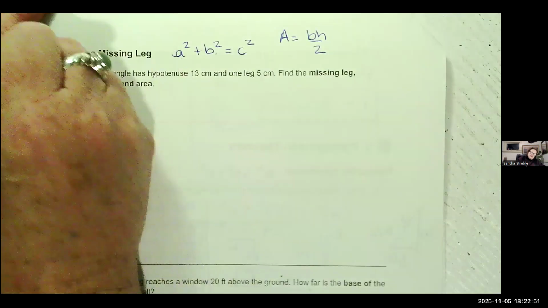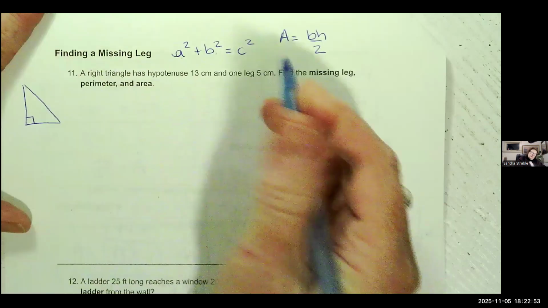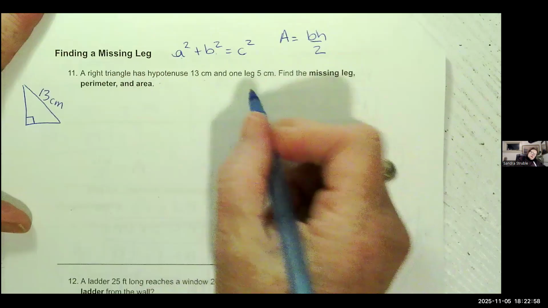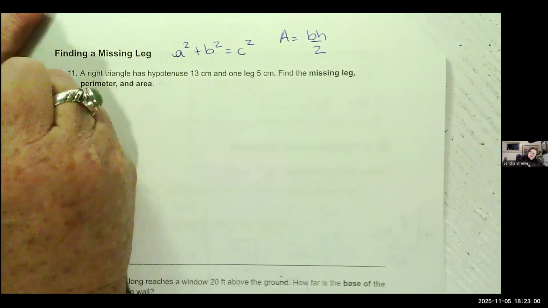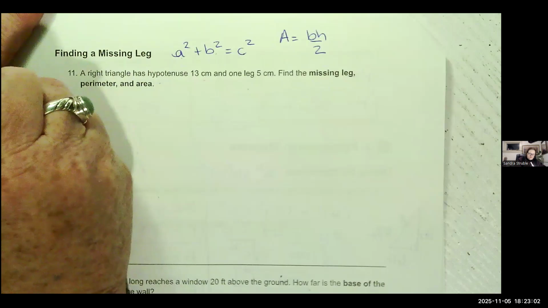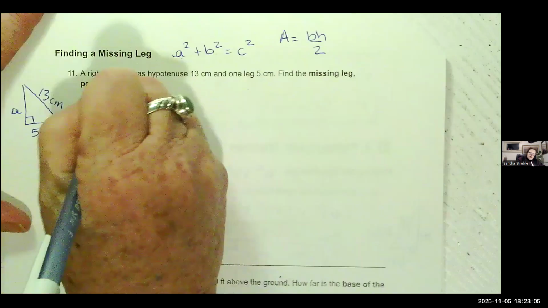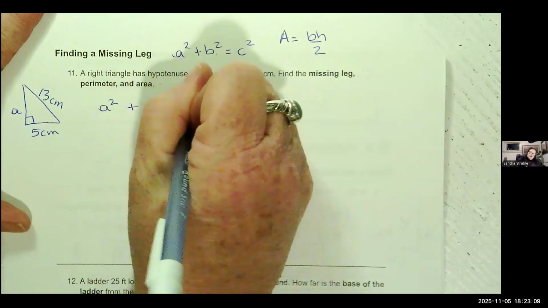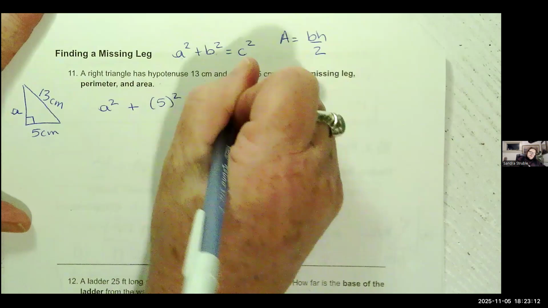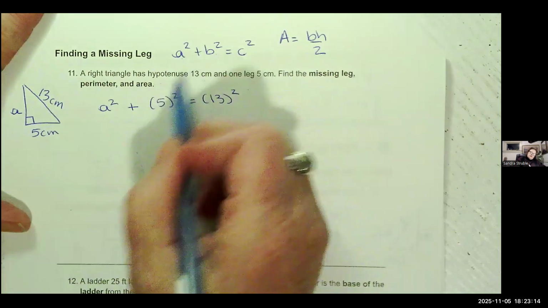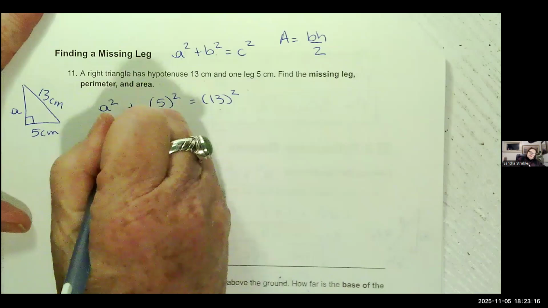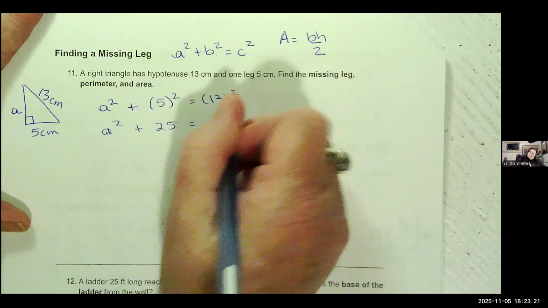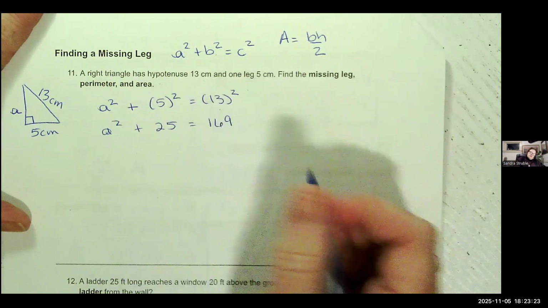Our hypotenuse here is 13 centimeters. One leg is 5 centimeters. And we want to know what our other leg is. I'm going to call this one a. a squared plus 5 squared is equal to 13 squared. a, b, c. So a squared plus 5 squared, which is 5 times 5, 25. 13 squared is 169. Subtract 25 from both sides.